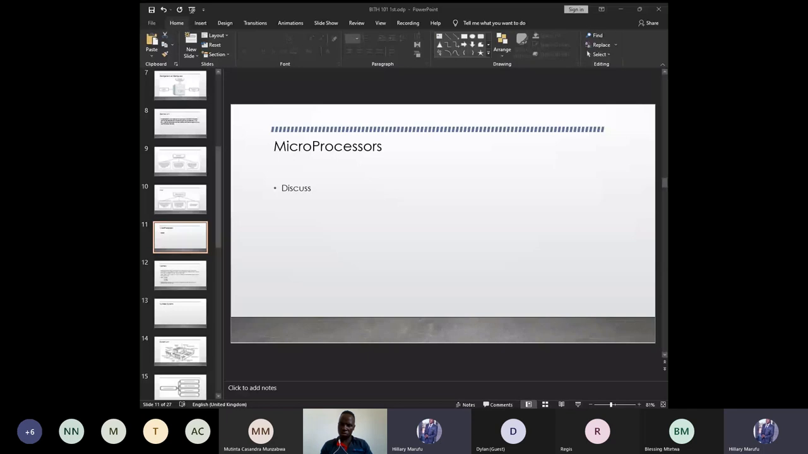Remember how we go about it. The more you talk, the more we proceed. If you delay to talk, we will be stuck on one area. I would want us to at least finish early so that we have more time to talk about examination tips. So the quicker we do this, the better it is for us. So what are microprocessors, guys? Or give me one example of a microprocessor.